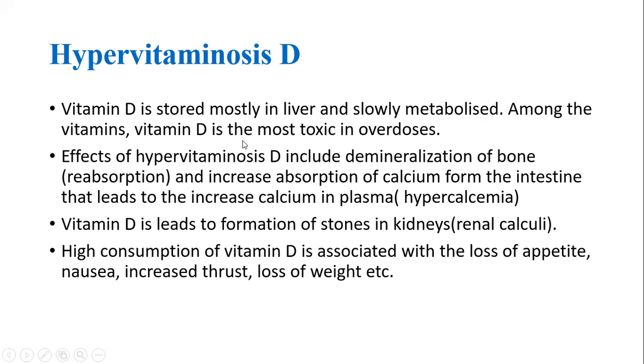If hypervitaminosis D occurs in a person, the renal reabsorption of calcium ions in the body increases, and the increased calcium ions raise the calcium concentration in the plasma, known as hypercalcemia. Vitamin D hypervitaminosis also leads to the formation of stones in the kidney, known as renal calcification. And high consumption of vitamin D is associated with loss of appetite, nausea, increased thirst, and loss of weight. That is the detailed discussion of vitamin D.